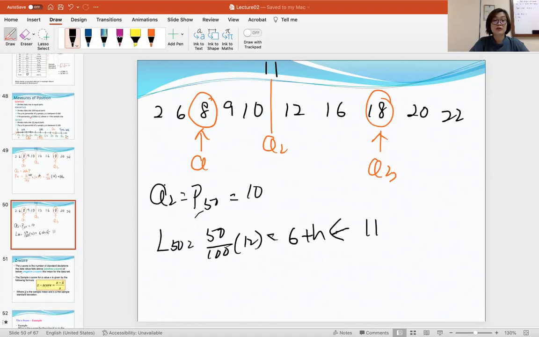What about Q2? We can check Q2 is the 50th percentile. Okay. And we try to put in the value. Yes, our second quartile, the median, is 11.